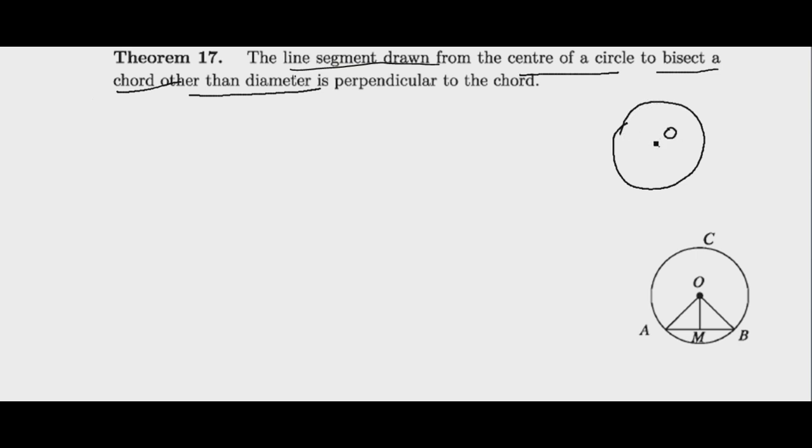If this is a circle and this straight line is diameter of the circle, this diameter we also call the biggest chord of the circle. So here we cannot take any diameter. We should take a chord other than diameter.